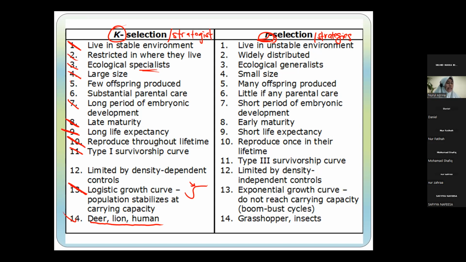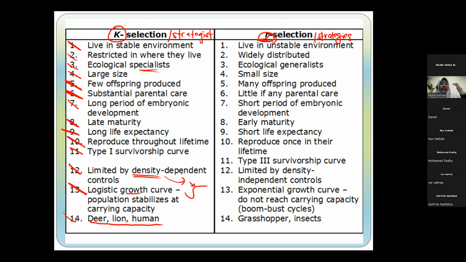Due to that, they will produce just a few offspring and provide substantial care of the offspring. They give birth to few young, but they will take care of them thoroughly to ensure the survival of their offspring. And they are usually limited by density dependent factors because they live in an environment near the carrying capacity. So the limiting factors for this kind of environment are density dependent factors.